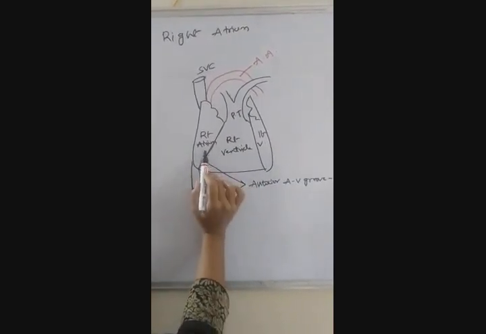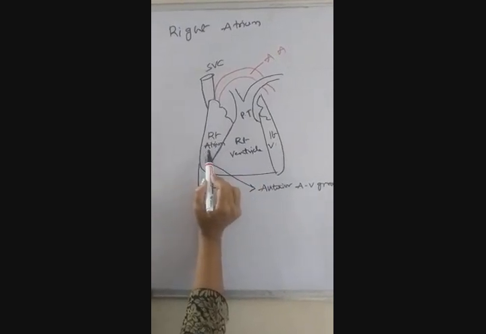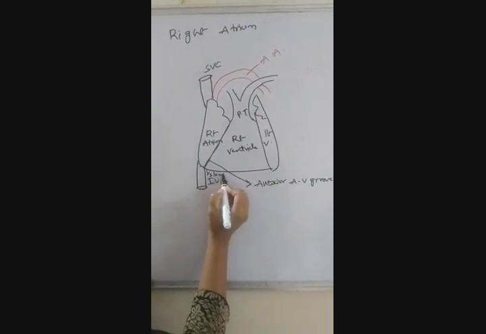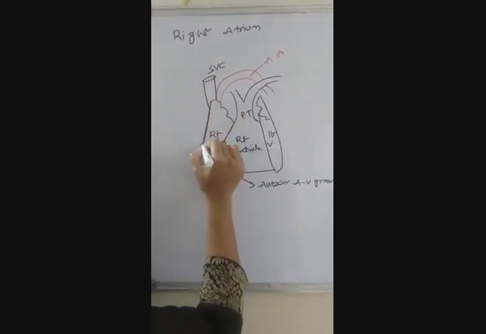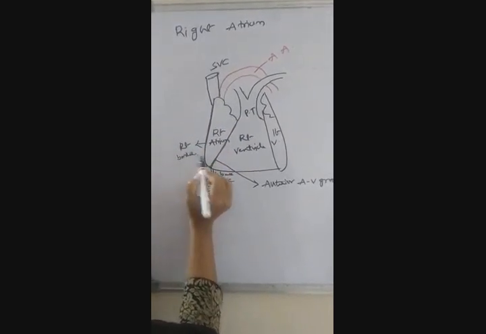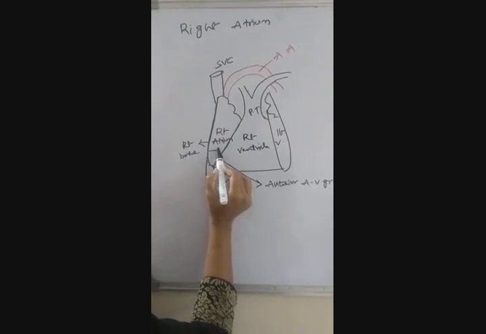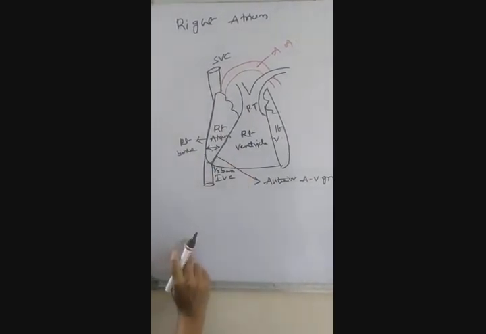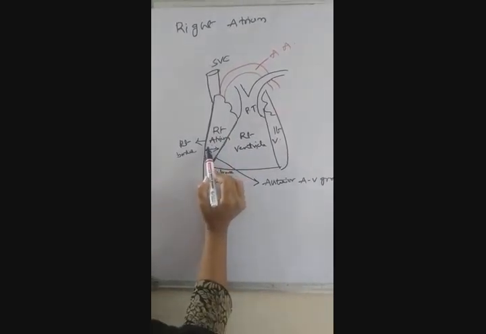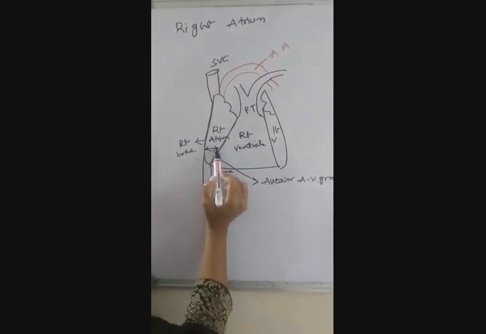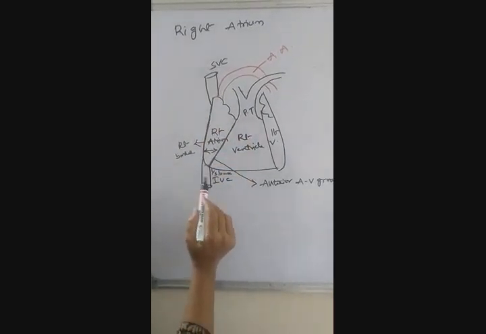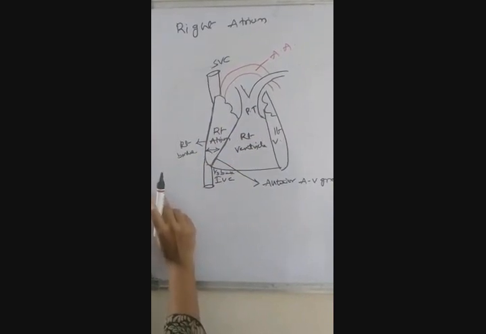Okay, and next, this right atrium forms one third of the base, whole of the right border, and also forms part of the sternocostal surface. So this right atrium forms one third of the base and also forms the sternocostal surface and also forms the whole of the right border of the heart. So that is the introduction about this right atrium.